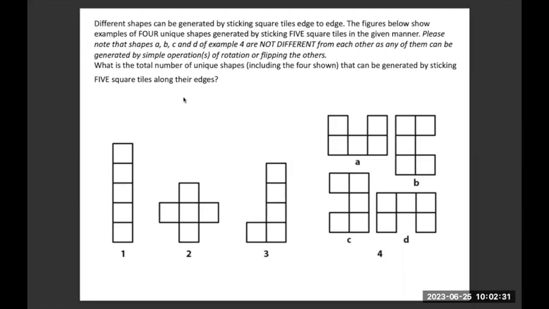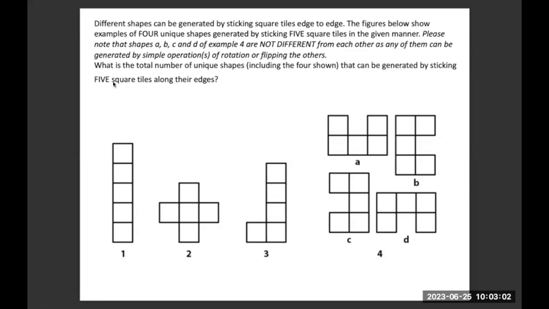You have to note here that rotation and mirror, or flipping, is possible, and they will be considered as the same, okay? So all these options for the C shape are considered to be one. They are not different. So you have to find how many unique shapes you can generate using these 5 blocks.